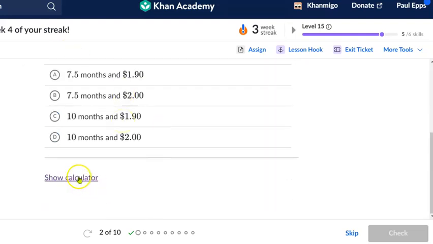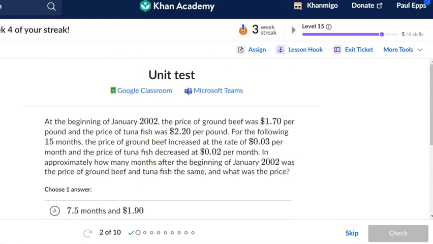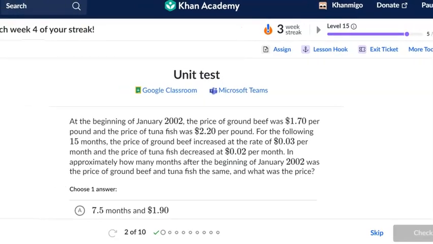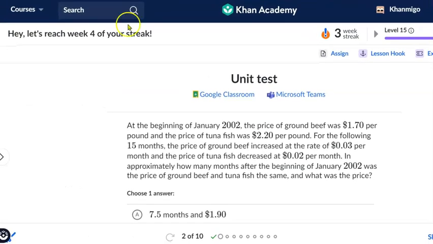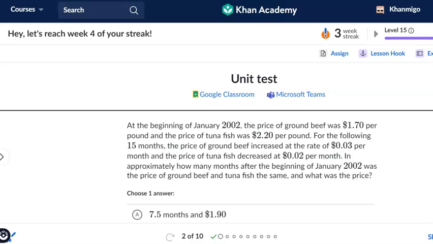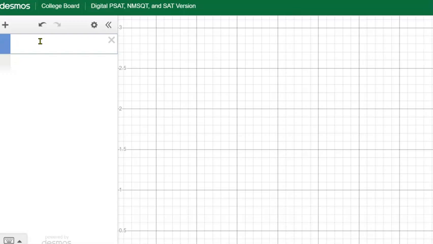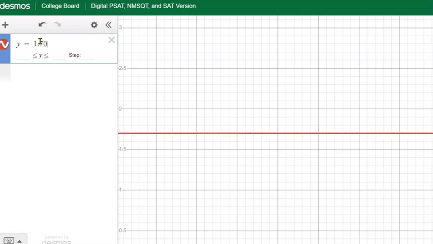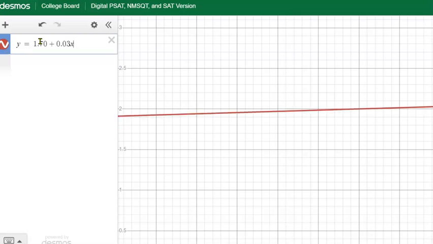All right, so we are allowed to use a calculator on this one. Let's scoot it over a little bit so we'll be able to see the calculator. All right, so first is ground beef. Ground beef is 170 and it goes up at 3 cents a month. So we've got y equals 170 plus 0.03x. A line like that going up. All right, now that's the ground beef, right?